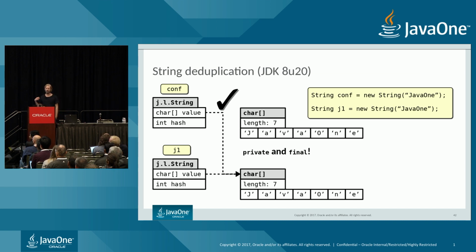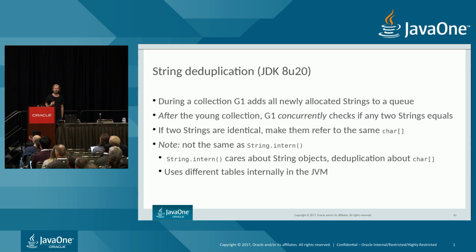The way we do this is that during a collection, G1 adds all newly allocated strings to a queue. And then after the young collection is done, G1 will concurrently check if any two strings are equal. If the two strings are identical, then G1 makes them refer to the same character array. And please note, this is not the same thing as String intern.